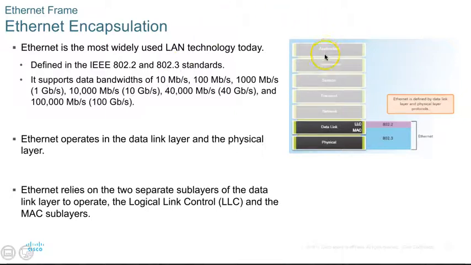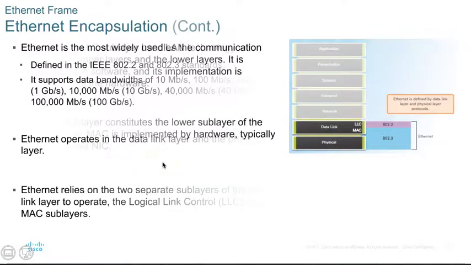If you look at the OSI model, starting from the application layer, you can see that the Ethernet works at two layers. It works at the data link layer and it works at the physical layer. And you'll see that the data link layer is made of two sublayers, that is the LLC and the MAC. So here is the Ethernet, and please remember that Ethernet works at two layers, the data link layer and the physical layer.